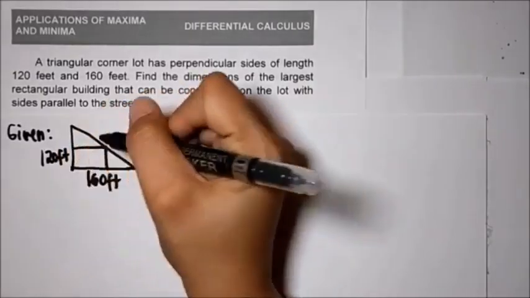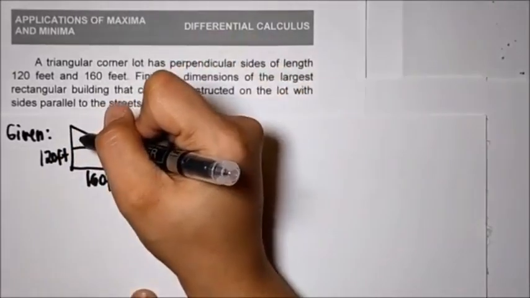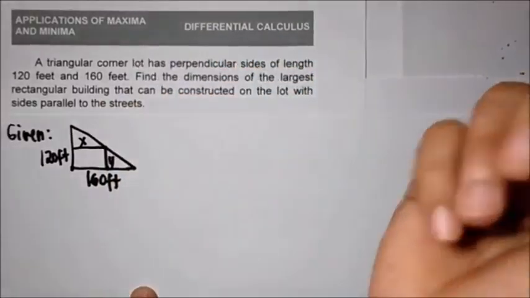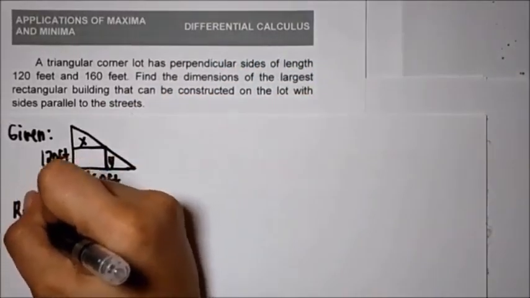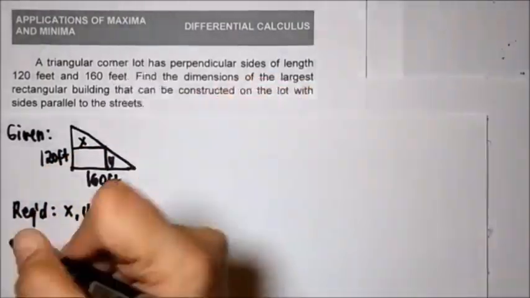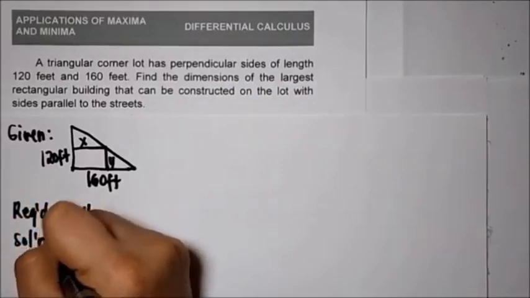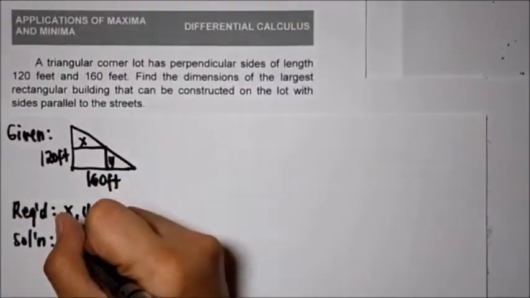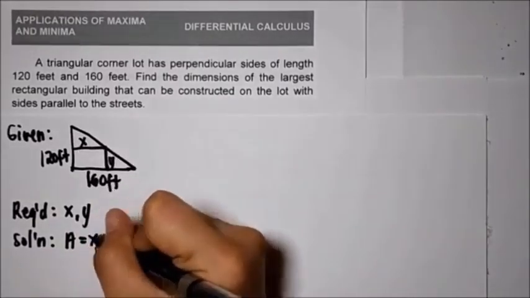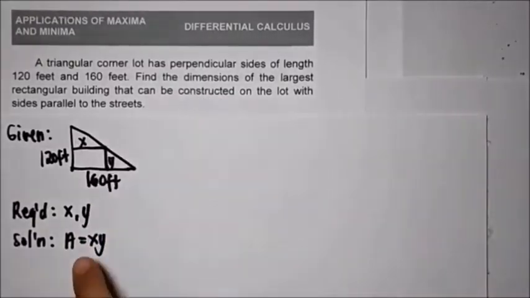So this would now be the rectangular building, in which it has dimensions x and y. So the required now would be the dimensions of the rectangle, so that would be x and y. So we'll now be needing the area of a rectangle. The area of a rectangle is length times width, so that would be x times y. But we have two variables here, so we just need to express one variable in terms of the other.